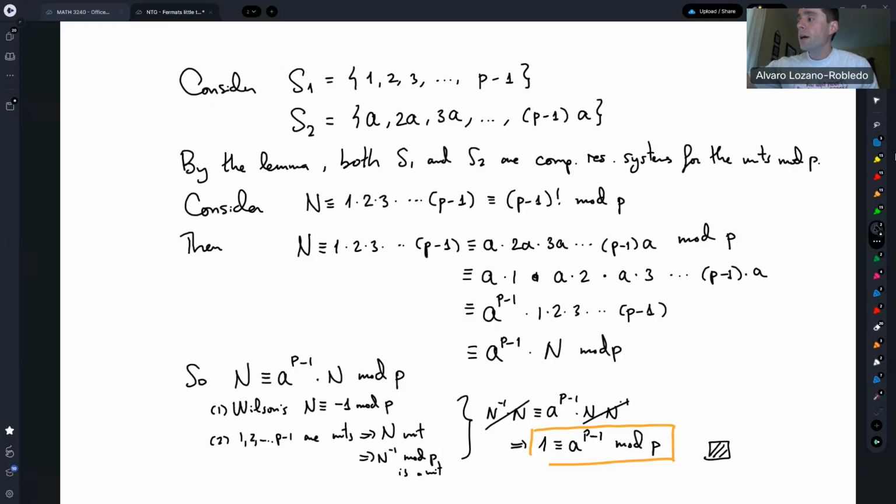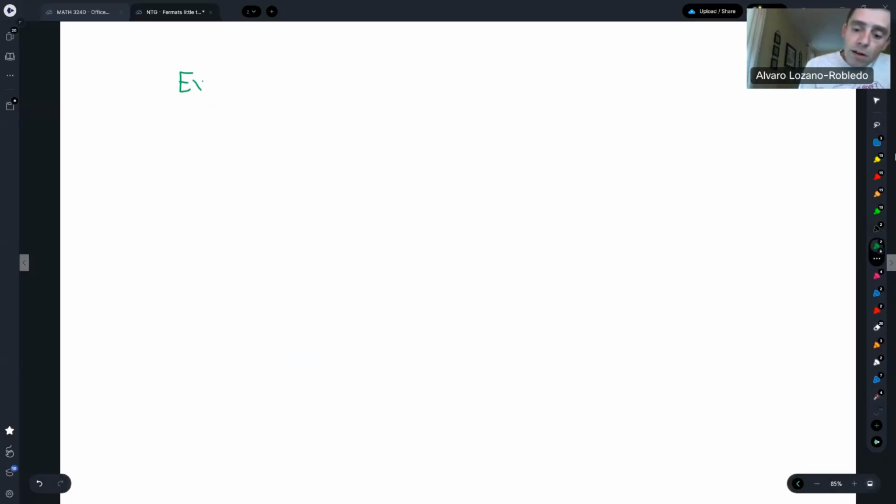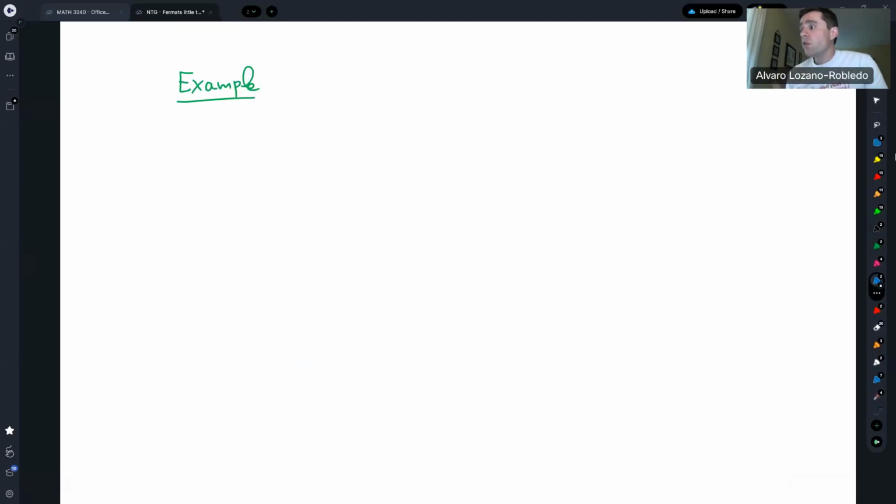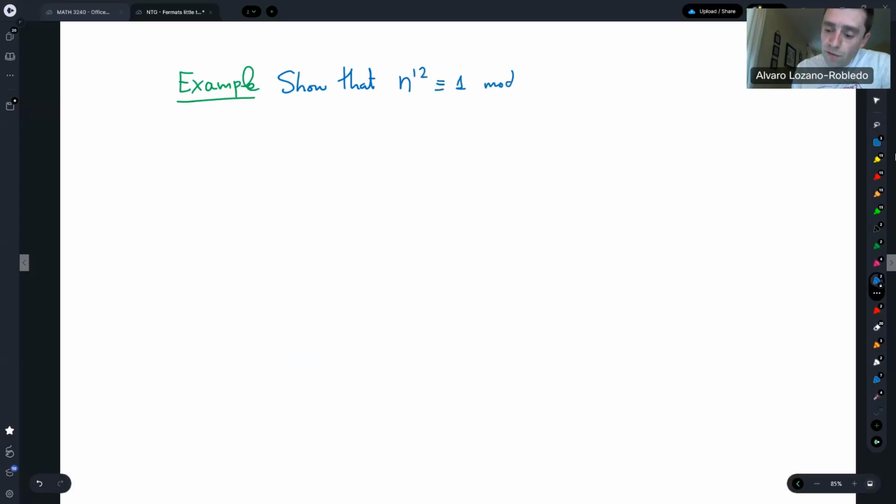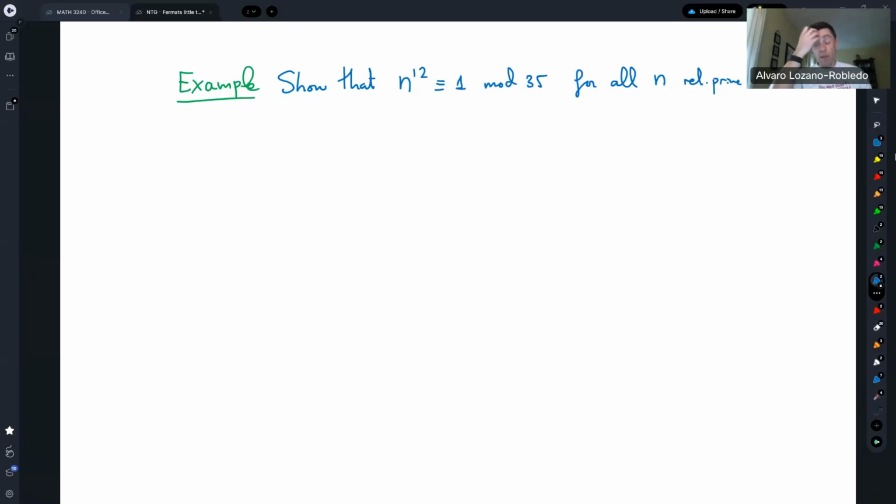Okay. Let me do one example before we finish. I'm going to use Fermat's little theorem to prove something that is not about primes. So show that a congruence where the modulus is not a prime, n to the 12 is congruent to 1 modulo 35 for all n that are relatively prime to 35. Okay, so if n is not divisible by 5 or 7, then n to the 12 is 1 modulo 35.